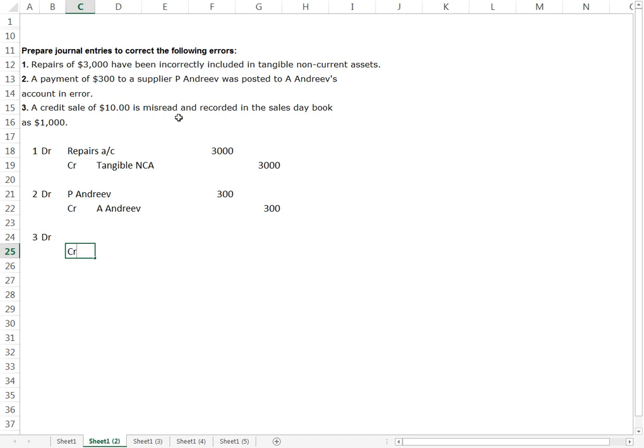Of course the accounts have been grossly overstated, so we need to reduce them by 990. So we need to reduce both accounts by 990, but which account gets the debit, which account gets the credit? Sales account is income, so when this error was initially committed, it was credited to sales accounts. So in order to reverse that, we need to debit sales revenue account. And of course receivables is an asset, so to cancel that out, you credit trade receivables.